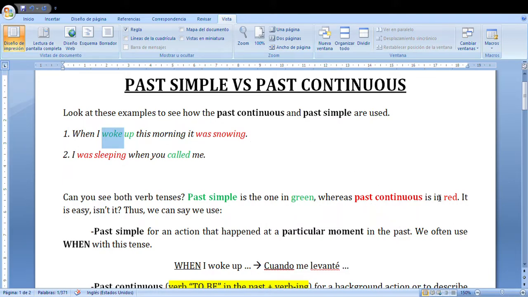Then the past continuous is in red. As you can see, an easy difference between past simple and past continuous is that past simple is usually one word, and past continuous has two words, was or were, and the verb in ing. The gerund, we call it in English the gerund.